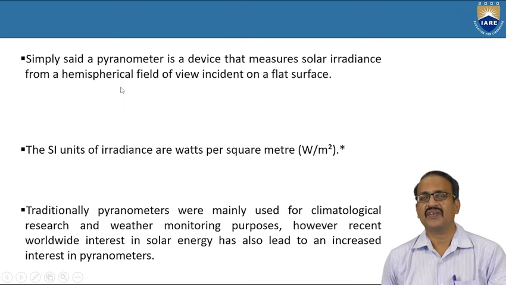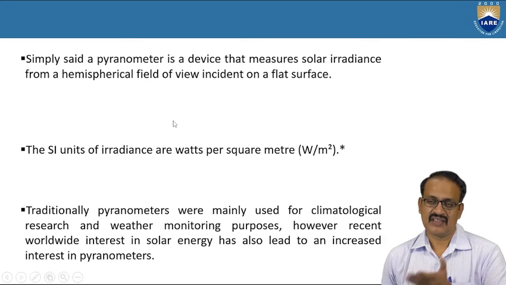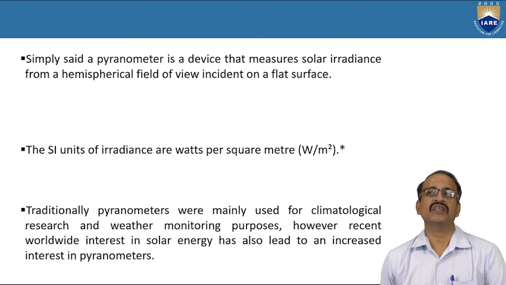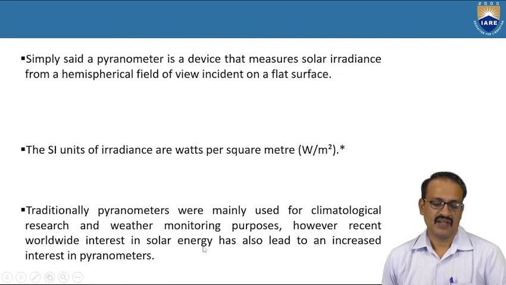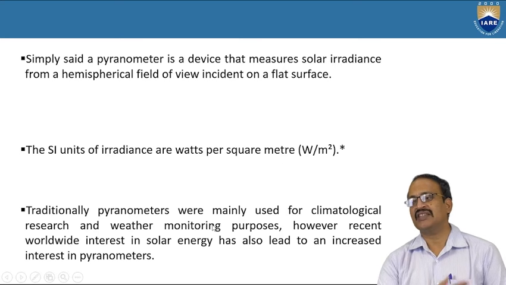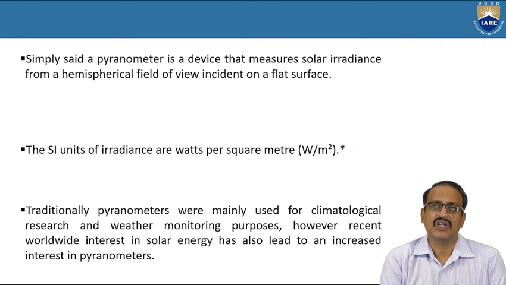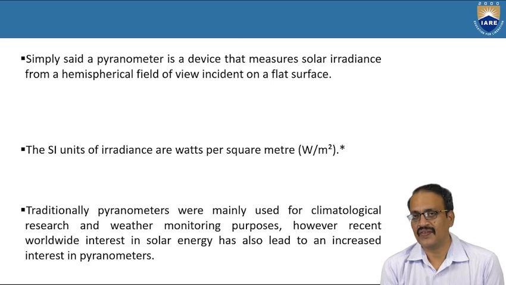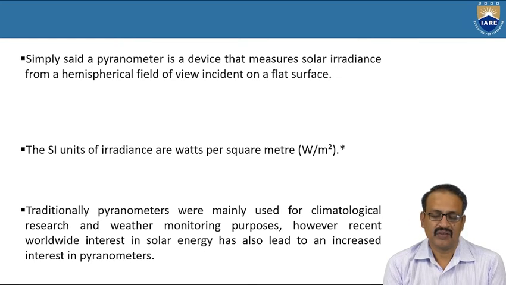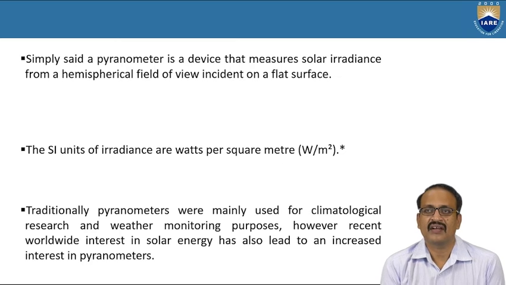So simply, we can say that a pyranometer is a device that measures solar irradiance from a hemispherical field of view incident on a flat surface. Sometimes an inclined surface also. The SI unit of irradiance is watts per square meter. Traditionally, these pyranometers were not developed for measuring solar energy. Actually, we are using them for climatological research and weather monitoring purposes.